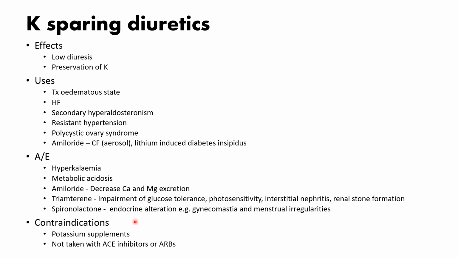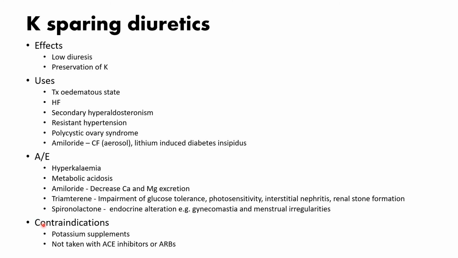Also with patients taking ACE inhibitors and angiotensin receptor blockers, we don't give potassium-sparing diuretics because, again, if you administer potassium-sparing diuretics with ACE inhibitors or ARBs, like losartan, for example, that can cause really, really high blood potassium levels.